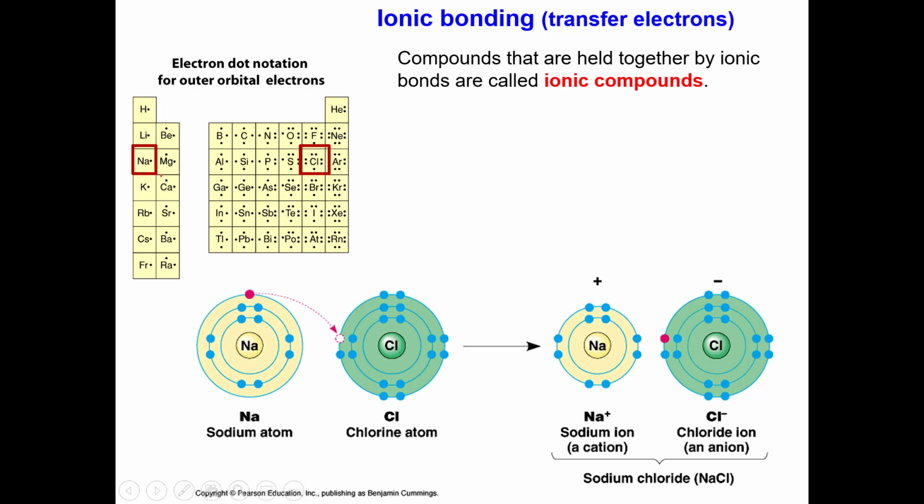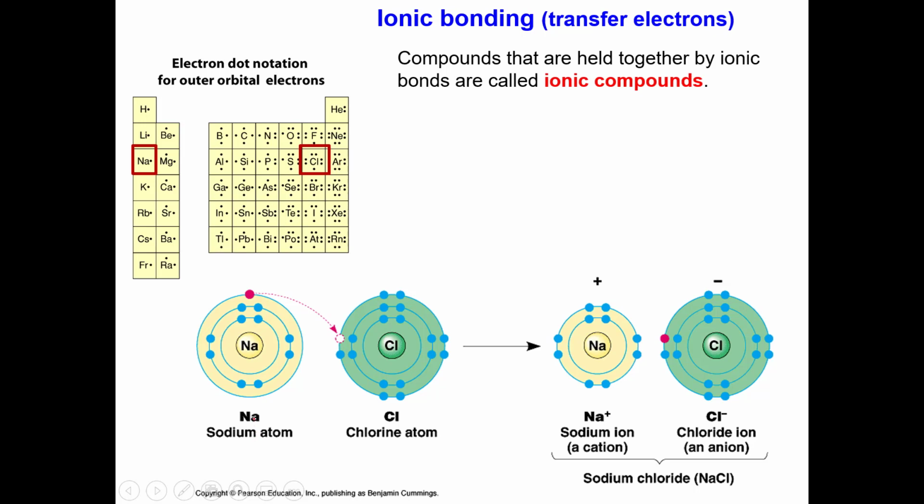Here we had sodium, and we can see sodium is in the first group. This is why sodium has 1 electron in the outer shell. But chlorine is in group 7. This is why chlorine has 7 electrons in the last shell. To be stable, it is easier for sodium to lose 1 electron to be similar to neon, with 8 electrons in the last shell, and chlorine gains 1 electron to be similar to argon.